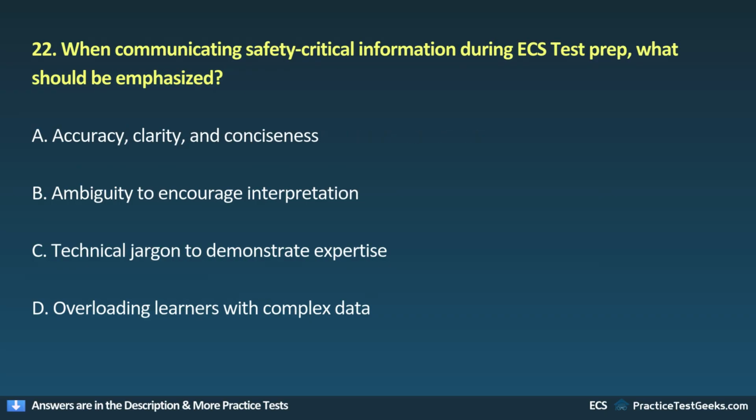22. When communicating safety-critical information during ECS test prep, what should be emphasized? A. Accuracy, clarity, and conciseness. B. Ambiguity to encourage interpretation. C. Technical jargon to demonstrate expertise. D. Overloading learners with complex data.